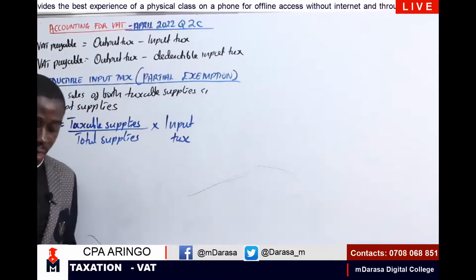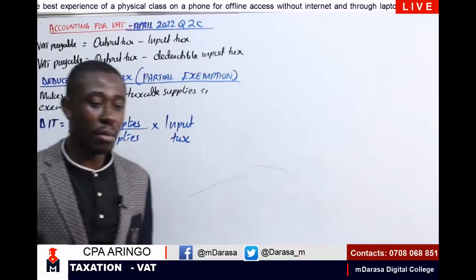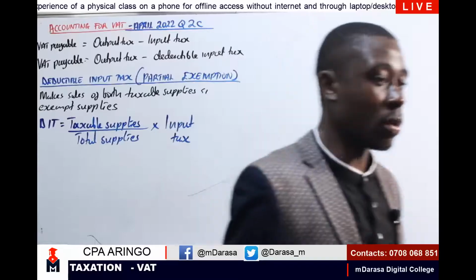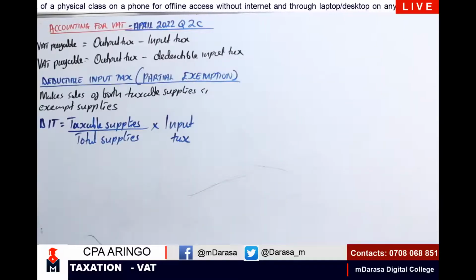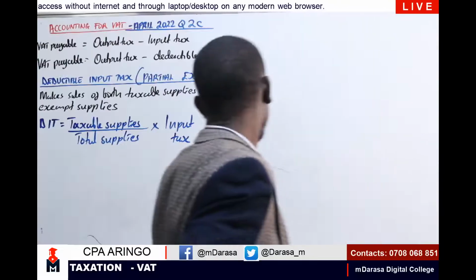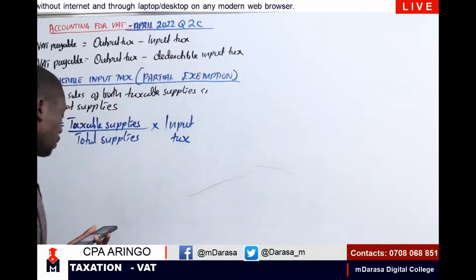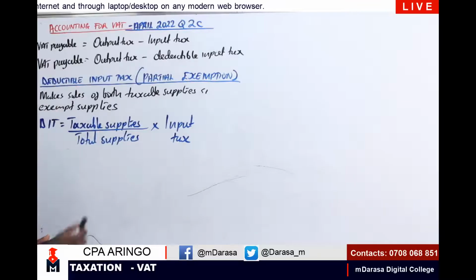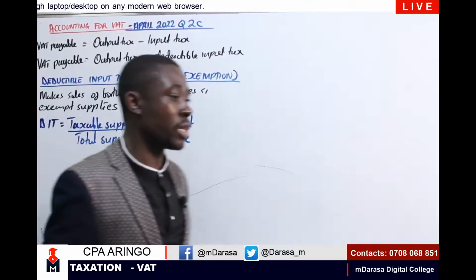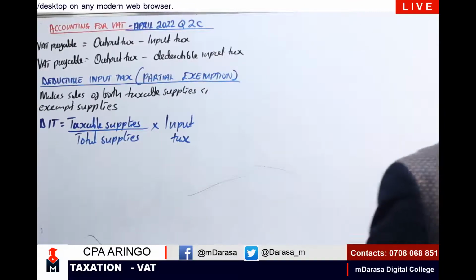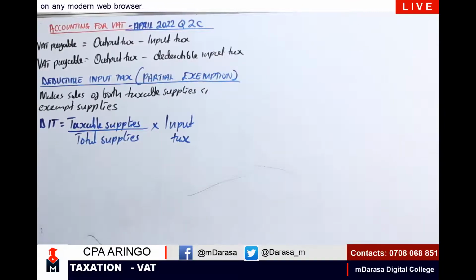Now, there's one thing that I want to emphasize here on the concept of partial exemption. On partial exemption, a registered person who makes both taxable and exempt supplies is determined as follows. That is the concept of deductible input tax. Of course, this is what we'll be having.